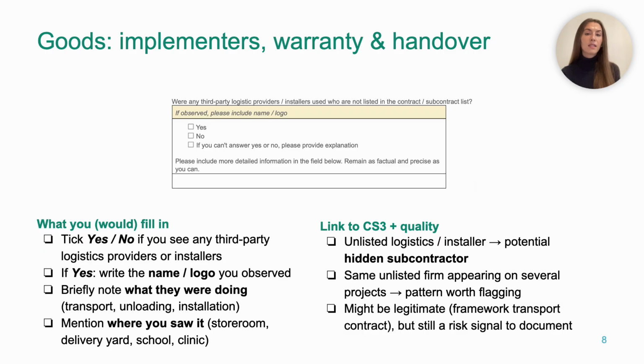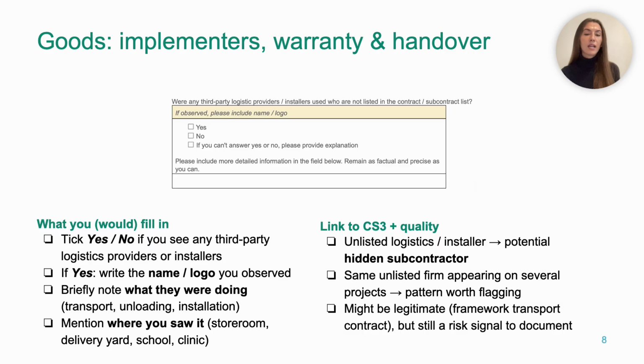But how do we interpret this? So an unlisted logistics firm or installer is not automatically illegal. Sometimes a ministry does have a separate framework contract for transport or even a shared warehouse service. However, from a corruption risk perspective, it can definitely be a sign of corruption scheme 3, irregular or phantom subcontracting. So front companies winning contracts on paper and passing all real work to others, or politically connected firms gaining a slice of the contract without being visible in the tender, or even money flowing through chains that are very hard to follow on. So if you notice the same unlisted company appearing again and again across different projects, it's an especially important pattern to flag.